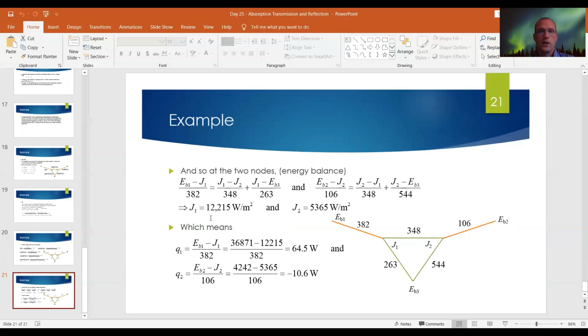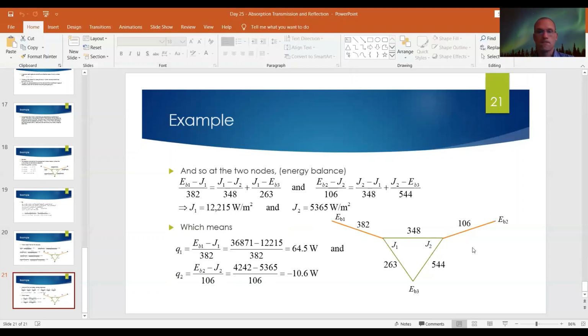I can solve those. J1 is roughly 12,000 watts per square meter. J2 is 5,300 watts per square meter. And then I can find my Qs, because I know just based on these orange lines, Q1, EB1 minus J1 over 382. EB1 was 36,000 minus J1 of 12,000 over 382 is 64.5 watts.